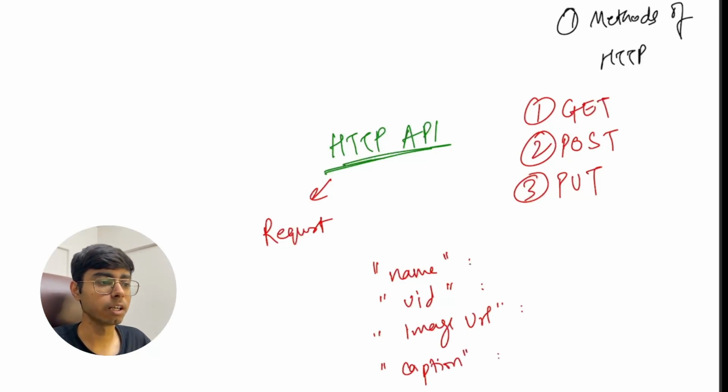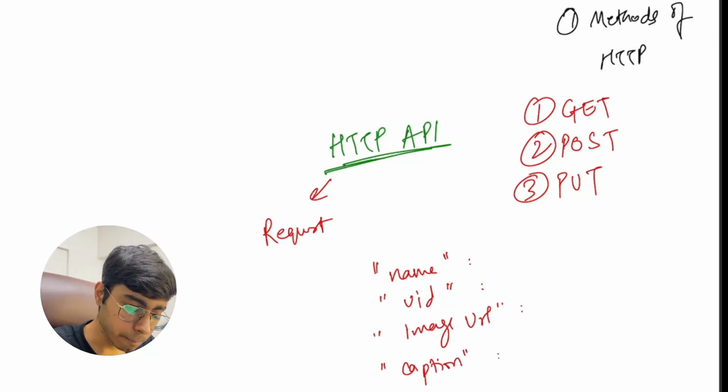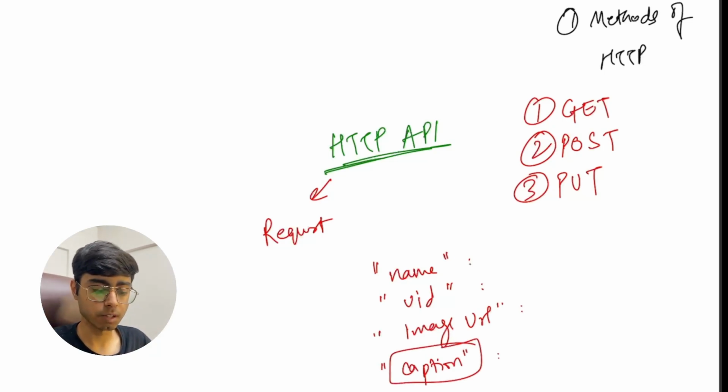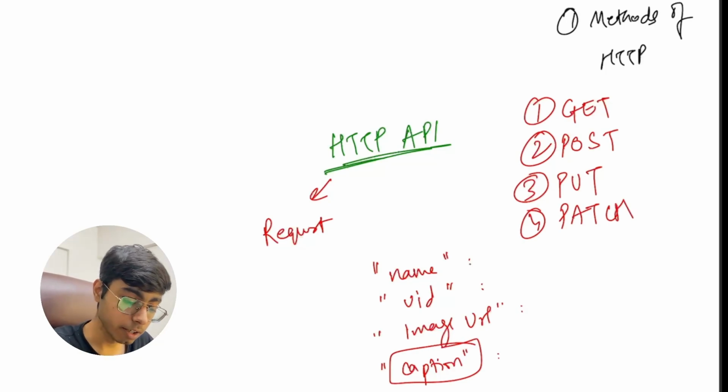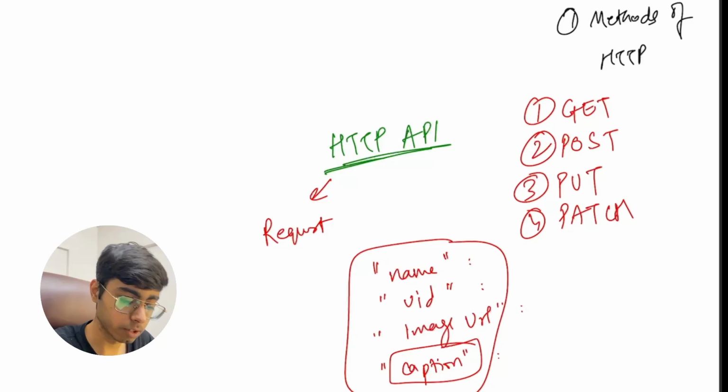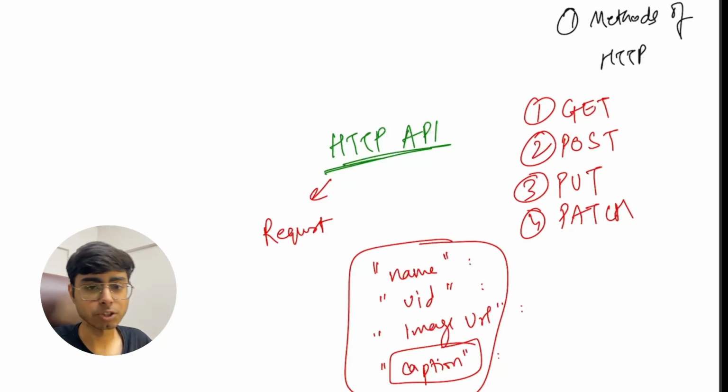What is your caption, right? So in the put call, you just update one certain field. Next is your patch. In patch call, you update the whole document, right? You update the whole document. This is a patch call.